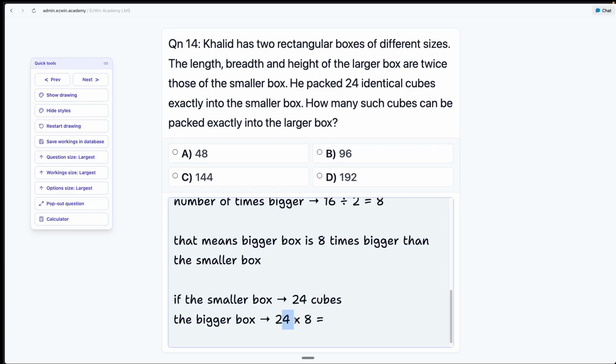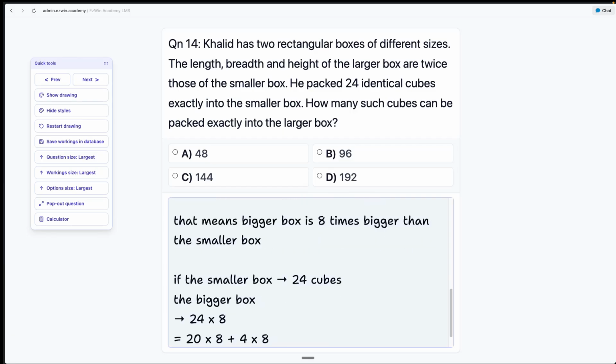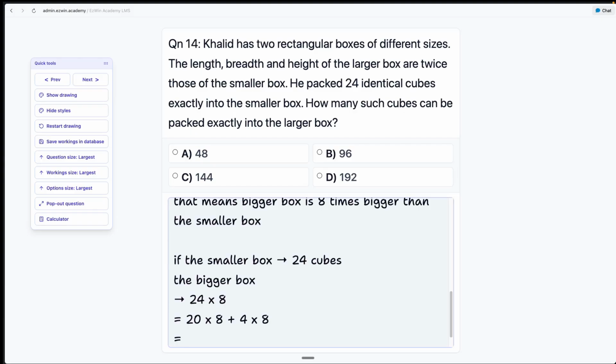Okay, so 24 times 8 is essentially the same as 20 times 8 plus 4 times 8. So you just break down everything, so it's easier. Okay, so I'm just going to do this as what you see over here. All right, so then we have 20 times 8 is 160 plus 4 times 8 is 32, and this will be 192. So the answer to this is option number 4, or D in this case. All right, there you go.